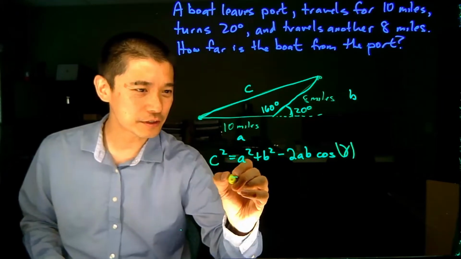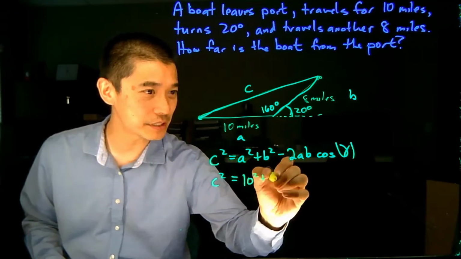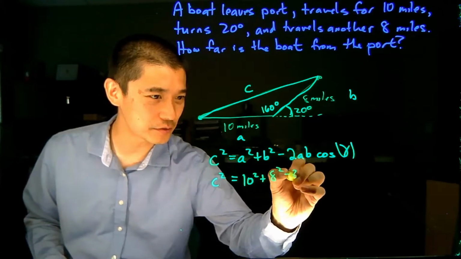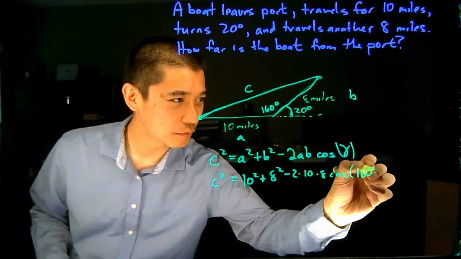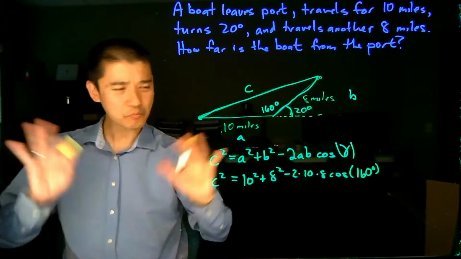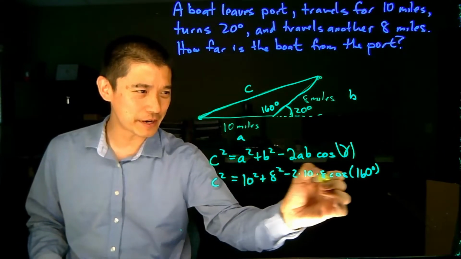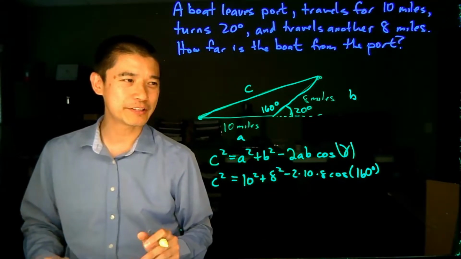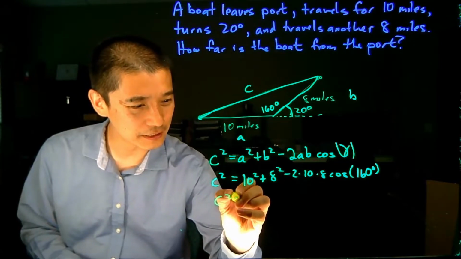That gamma is 160 degrees. A is in this case 10, so 10 squared plus B, which is 8 squared, minus 2 times 10 times 8 times cosine of 160 degrees. Now, there's nothing much we can do here except plug it in, so we can do this part by hand, but when we get to the cosine of 160 degrees, that's going to be a calculator calculation. And so let's just do the whole thing in the calculator.